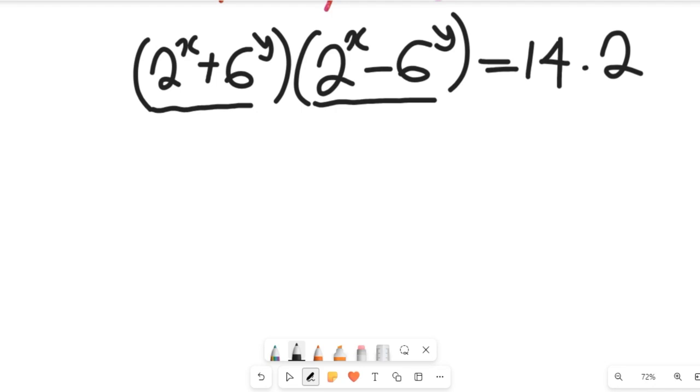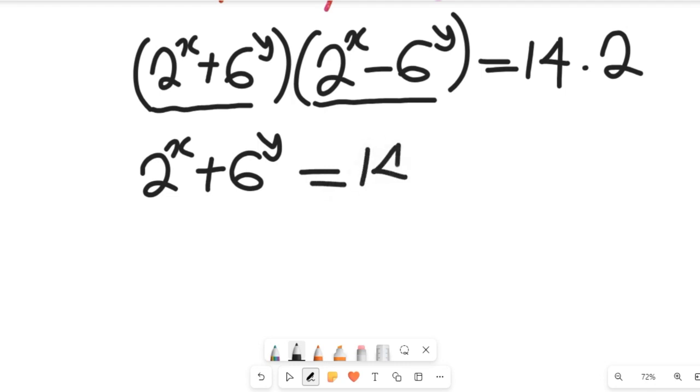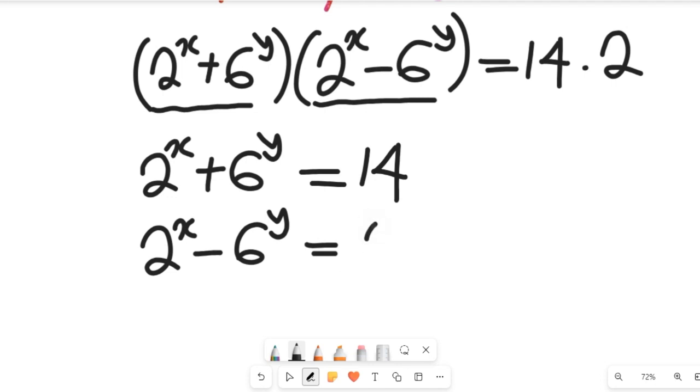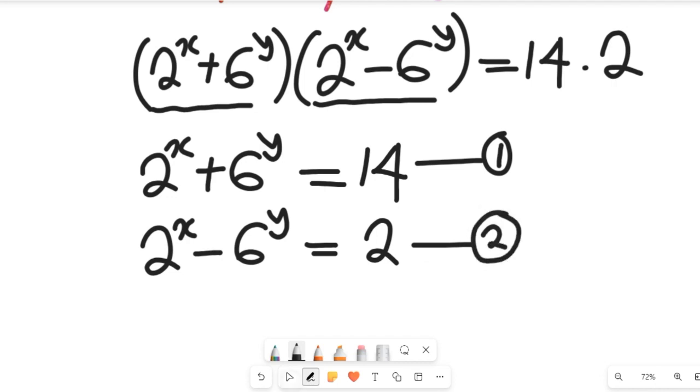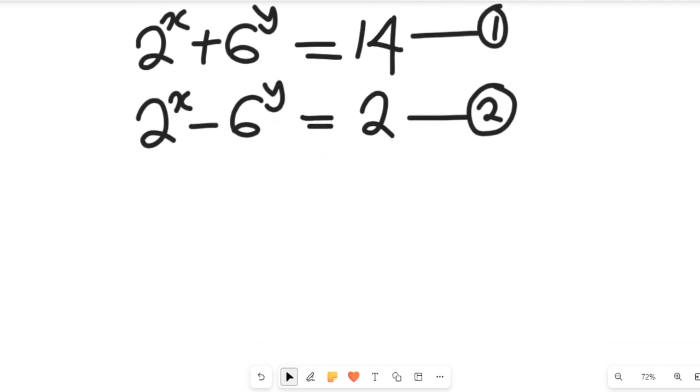What we are going to do is to equate each expression with the two products. So we'll have 2 to the power of x plus 6 to the power of y, which is the greatest on this side, equating the greatest on the other side, which is 14, and then 2 to the power of x minus 6 to the power of y on this side, equating the lowest on the other side, which is 2. We're going to have this as our equation 1 and our equation 2. Now if we solve these two equations simultaneously, we are going to simply get the values for x and y. Now let's do that.